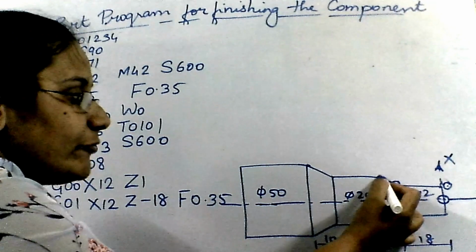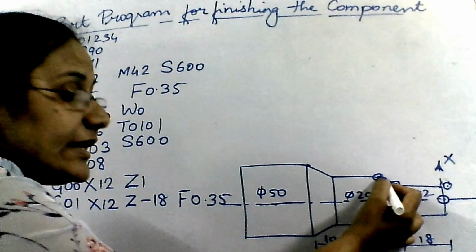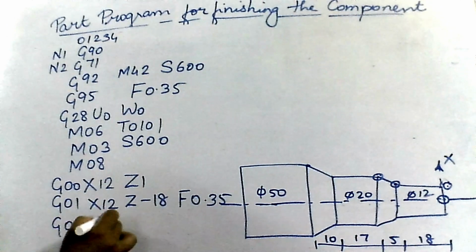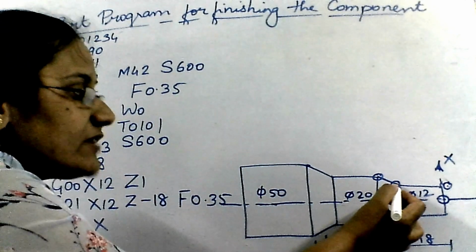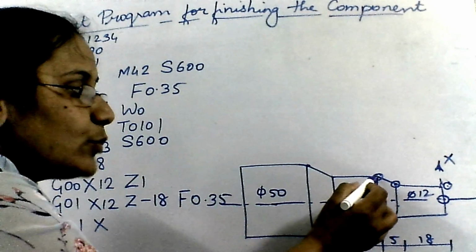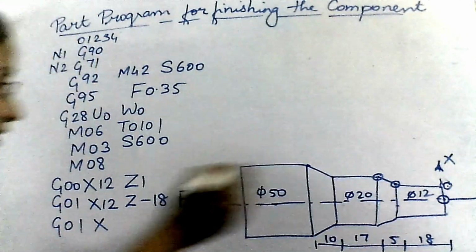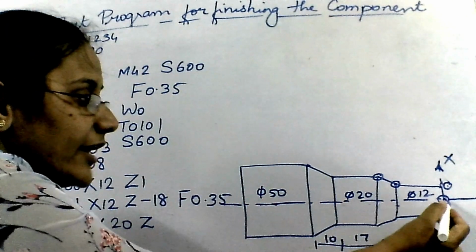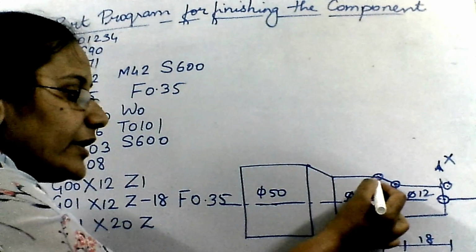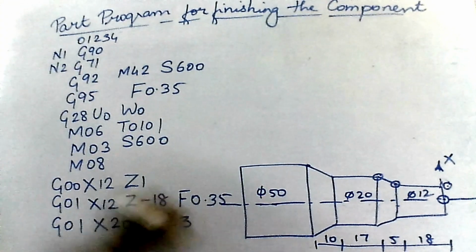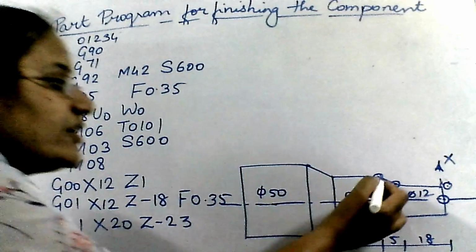Now from this point I have to move to this point. Again it's linear interpolation, so I will use the code G01. Now I will specify the coordinates of the end point. For this point your x is 20, so I write X20, and z is, right from this origin up till this point, 23. So I write it as Z minus 23. So I have reached up till this point.